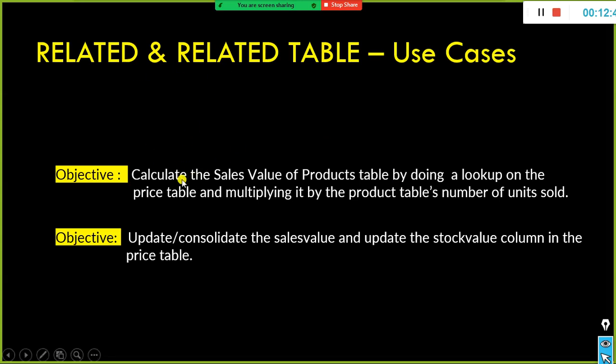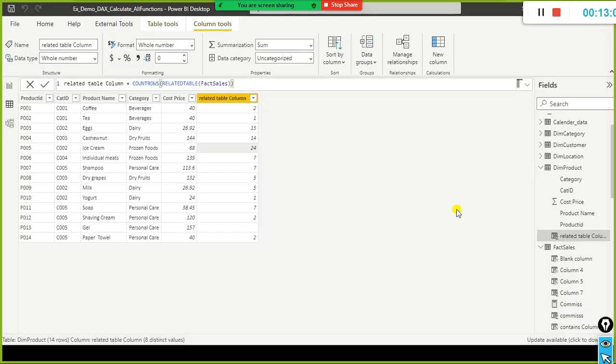So in the case of RELATEDTABLE, for example, these are the two use cases. Calculate the sales value of the products by doing a lookup on the price table, so in this case, price table multiplying by the product table, the number of units sold. Supposing, see, in a real time scenario, they wanted to update the stock on hand. They will have something in the products table along with the cost, price, everything. They will have something like stock on hand, and you need to subtract whatever orders you executed so far, because for this product ID P001, you have 20 products, and how many products did you sell? Let's say you sold 18 products. So 20 minus 18, you are left with only 2. So stock on hand is only 2.